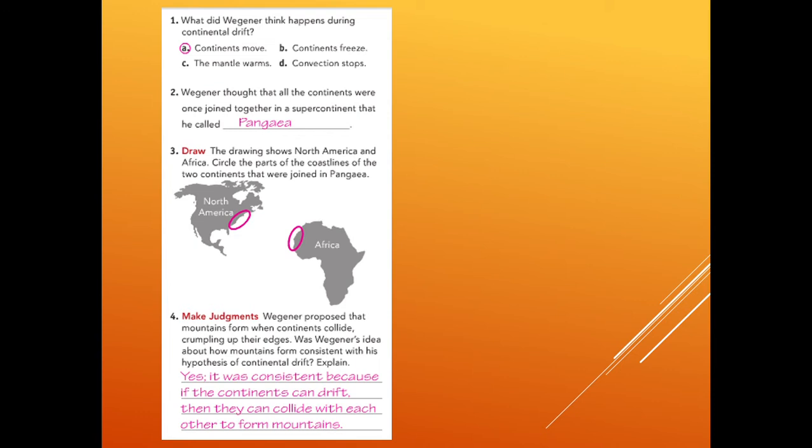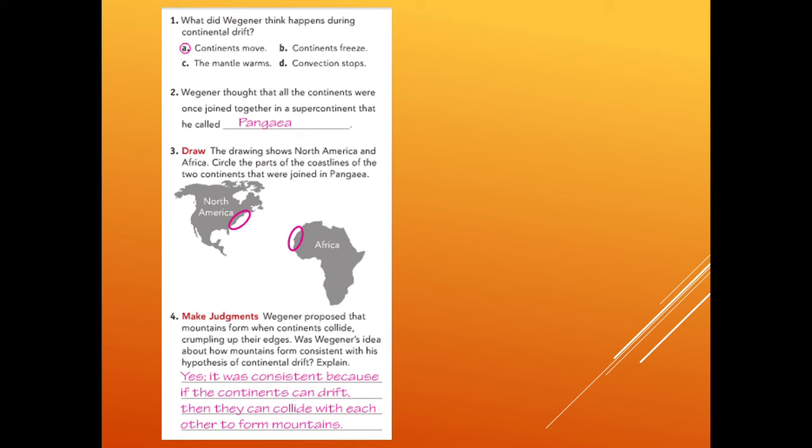So we have question number 1. What did Wegener think happens during continental drift? We have several options: continents move, continents freeze, the mantle warms, or convection stops. The only possible answer is that continents move. Remember that Wegener had several theories, and one of them was related to continental drift. Remember that he mentioned that sometime in the past, all of the continents were together. And thanks to continental drift and with a lot of time, literally millions of years, they separated.